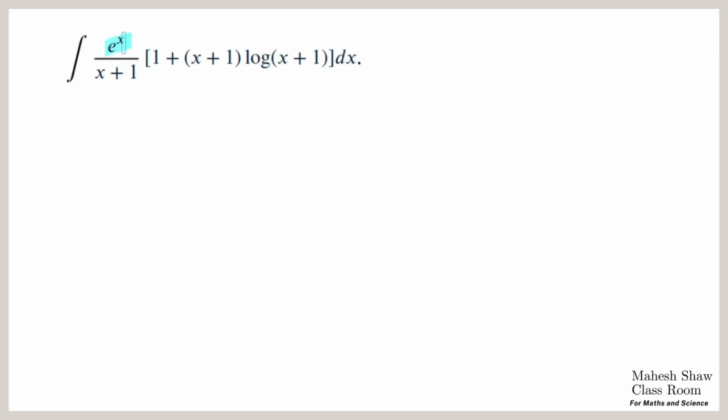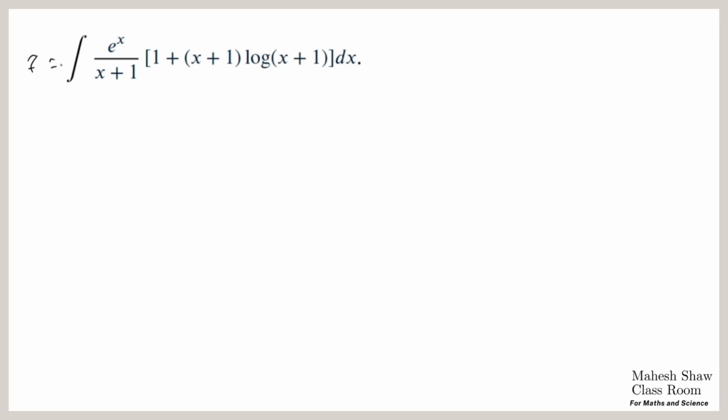The question here is to integrate e raised to the power x, over x plus 1, multiplied by 1 plus x plus 1 times log x plus 1. Now the first thing that we will do is to distribute x plus 1 with these. Then what do we get?